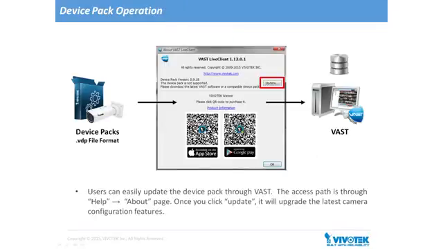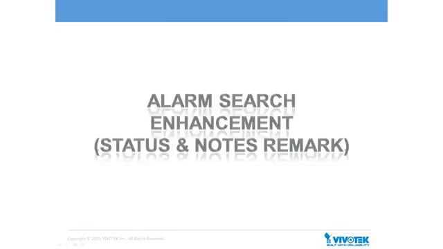Users can easily update the device pack through VAST. The access path is through Help, and then the About page, and once you click Update, it will upgrade the latest camera configuration features. Now let's move on to the alarm search enhancement features.